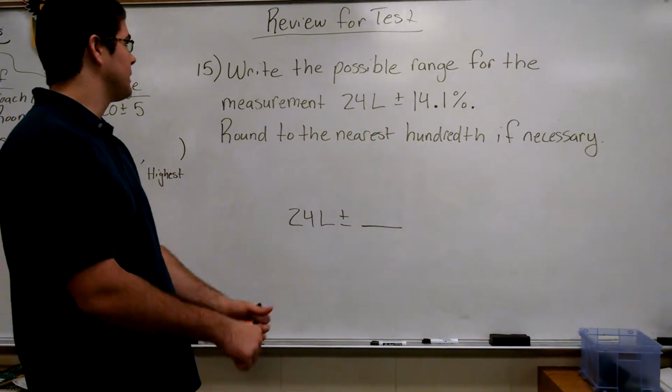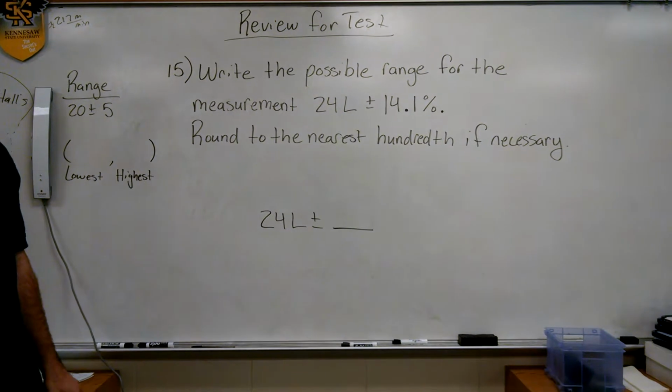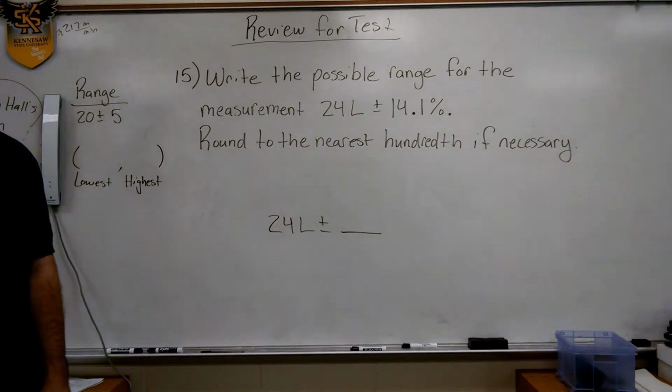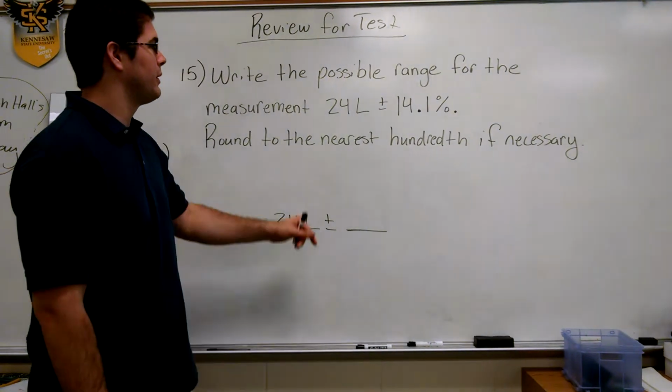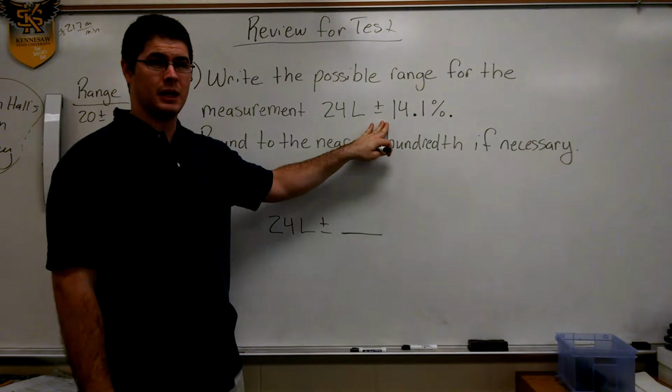All right, so let's look at number 15. It says, write the possible range for the measurement 24 liters plus or minus 14.1%, round to the nearest hundredth if necessary. Okay, so the first thing I want to do is explain what this plus or minus means. We did go over this, but I want to make sure everyone understands.